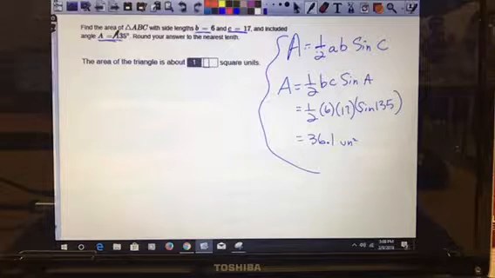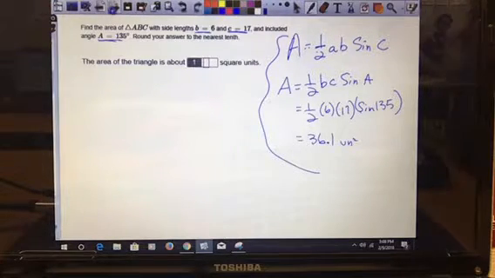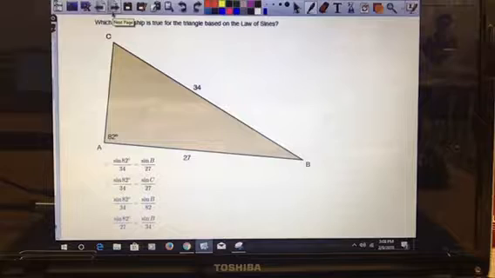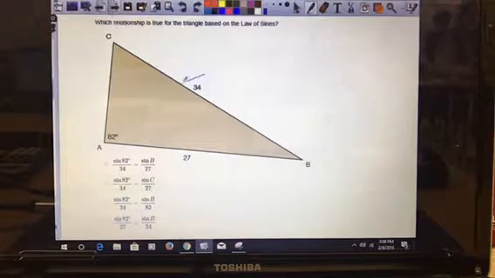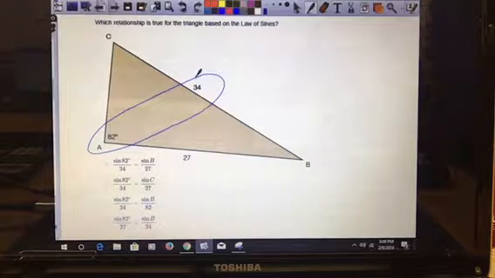5 for my half times 6 times 17 times the sine 135 close parentheses and then equals. And that got 36.1. This one right here, they wanted you to see if you understand law of sines. Law of sines is when you don't have a right triangle. 82 is not a right angle.